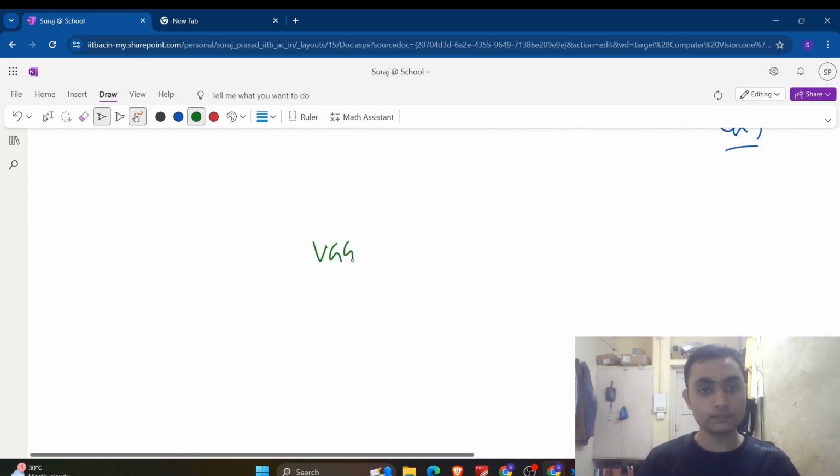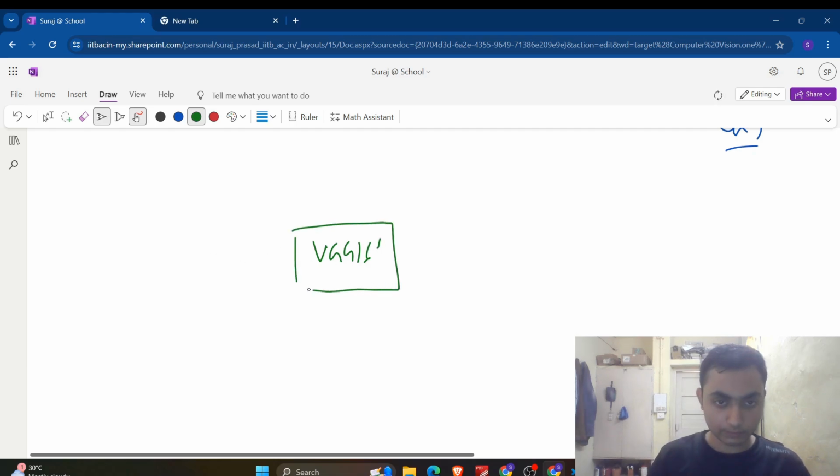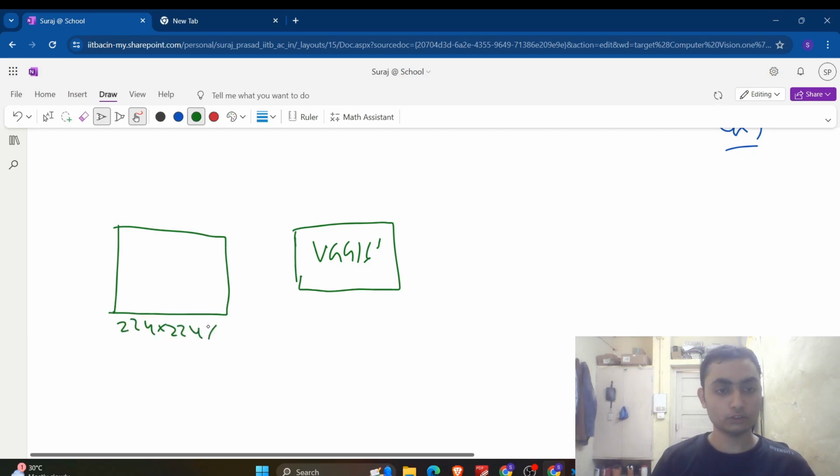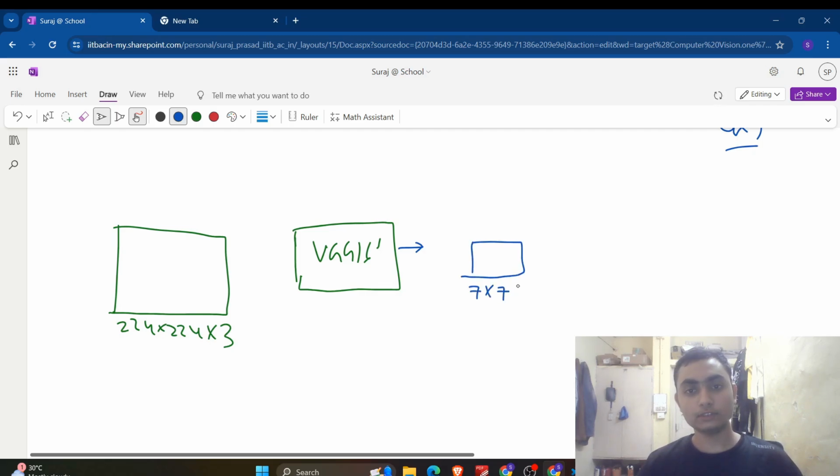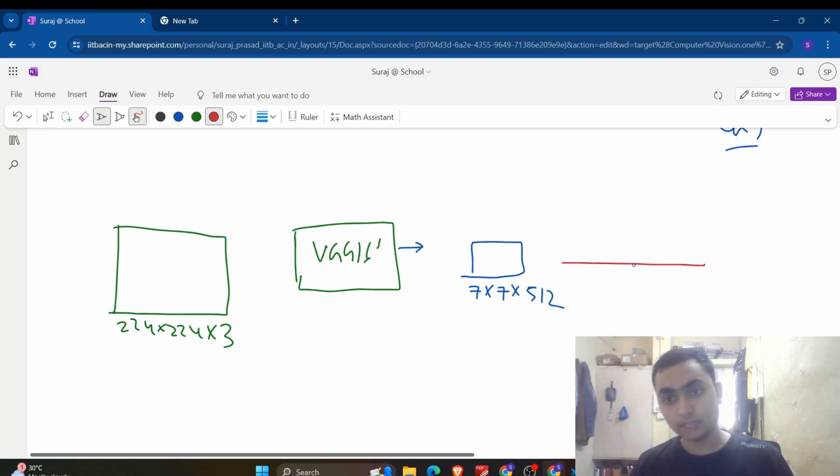So in this VGG16 prime, this was my model. I am giving it my image of 224 cross 224 cross 3 RGB channels, and the output it is going to give me is 7 cross 7 cross 512.